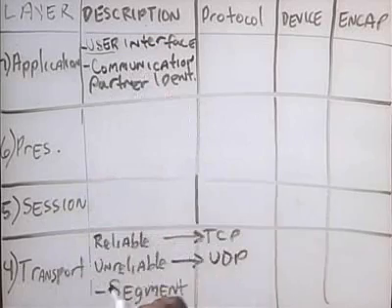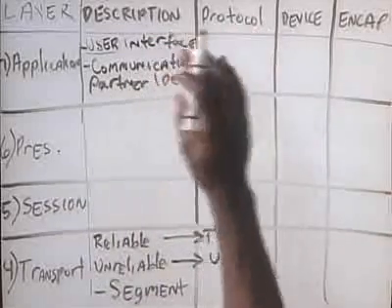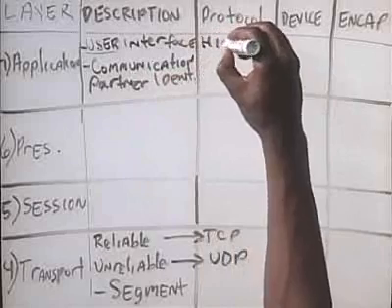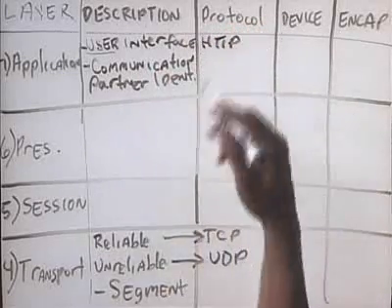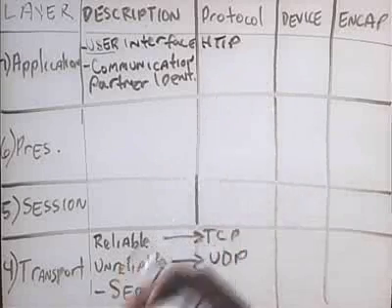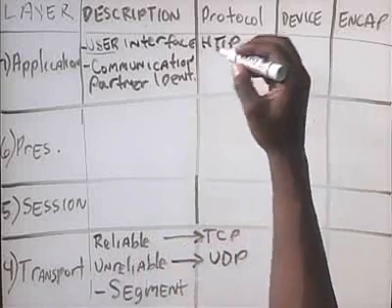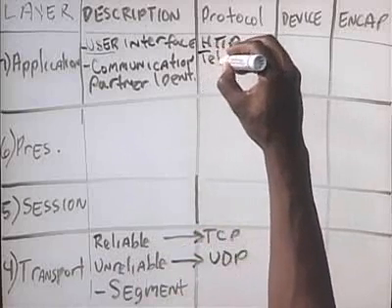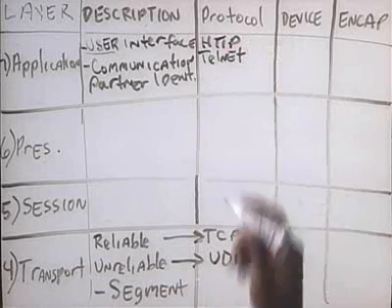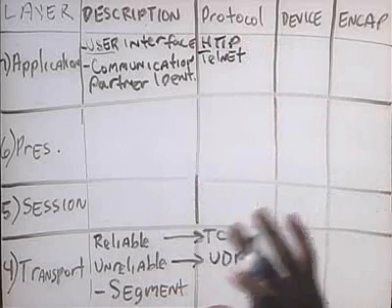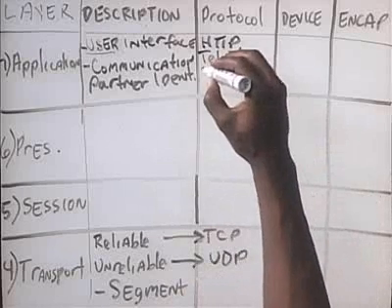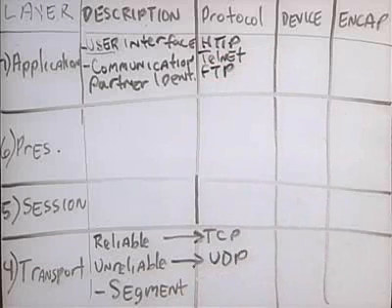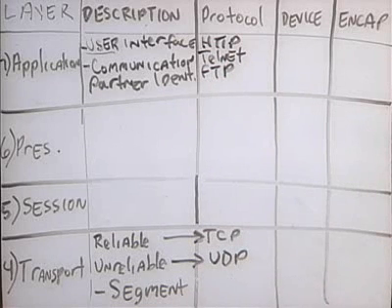Now, in order for this to take place, we use certain protocols such as HTTP, Hypertext Transfer Protocol, being used for those browser windows such as Internet Explorer and Netscape Navigator. Another protocol would be Telnet. Telnet is used for remote control or remote access to another device that you want to configure. Also another protocol would be FTP, File Transfer Protocol, which is used to download files.